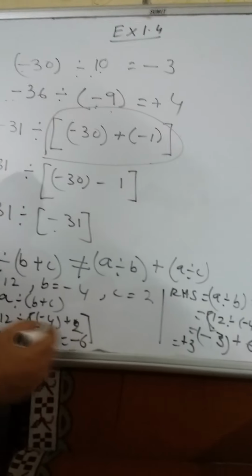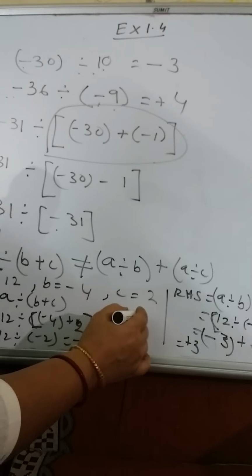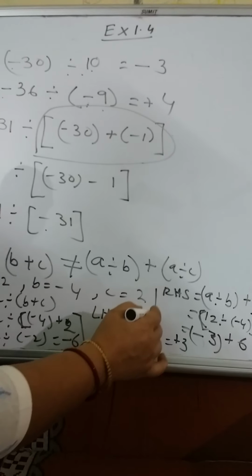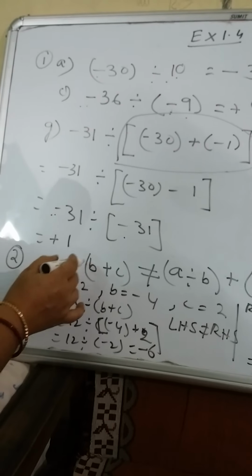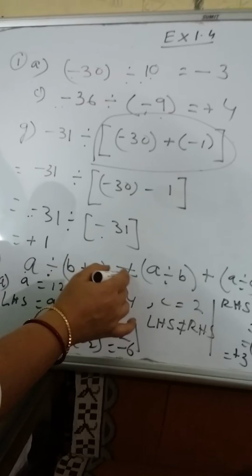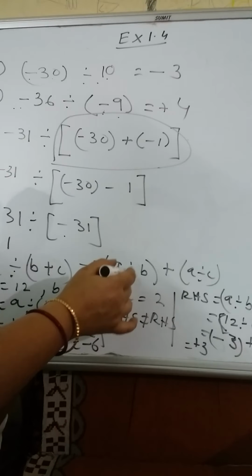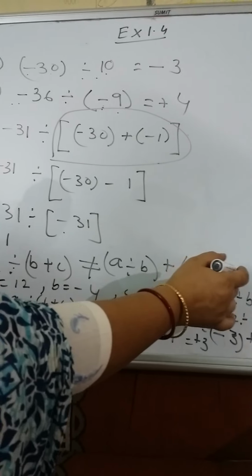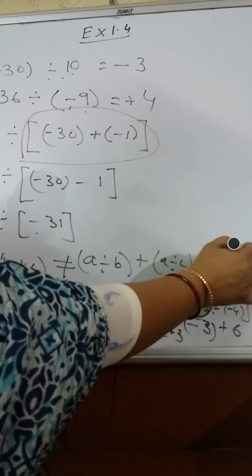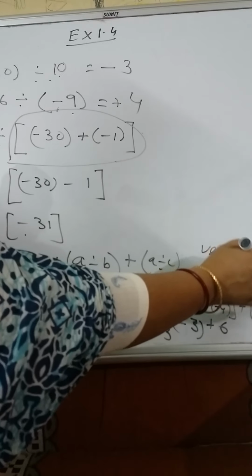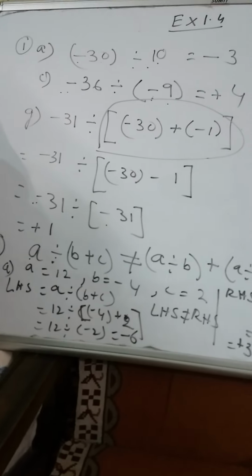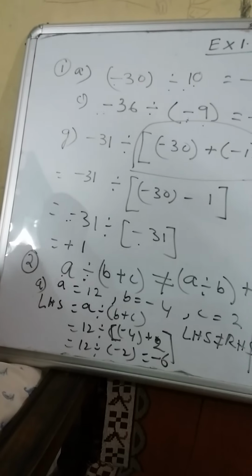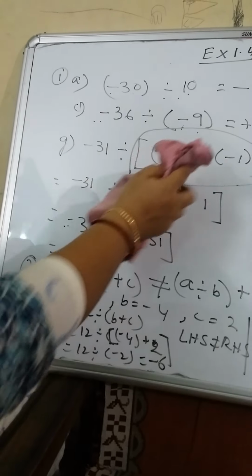So you can see that the left hand side is not equal to the right hand side. That means a divided by (b plus c) is not equal to a divided by b plus a divided by c. This is verified. This way we will do question number 2b also.